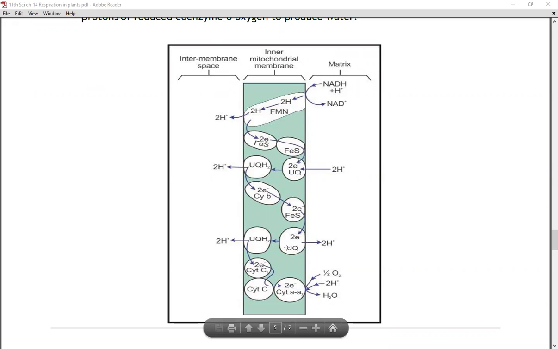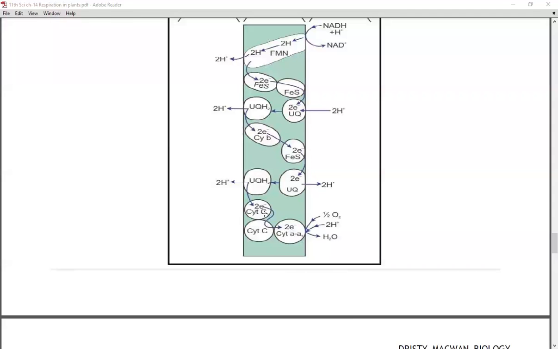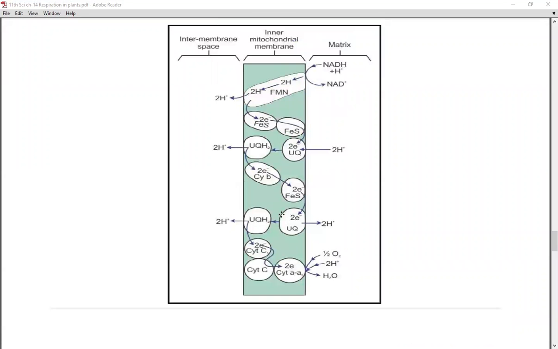So upon the passing of the two protons, the electrons are released. From the UQH2, that is ubiquinone with the protons, after the release of the protons inside the intermembrane space, two electrons are released and enter the cytochrome C1. Further, they pass to cytochrome C, and after that cytochrome A to A3. And here half a molecule of oxygen as well as two protons will enter the inner membrane, and from the inner membrane there will be the release of a water molecule, right?